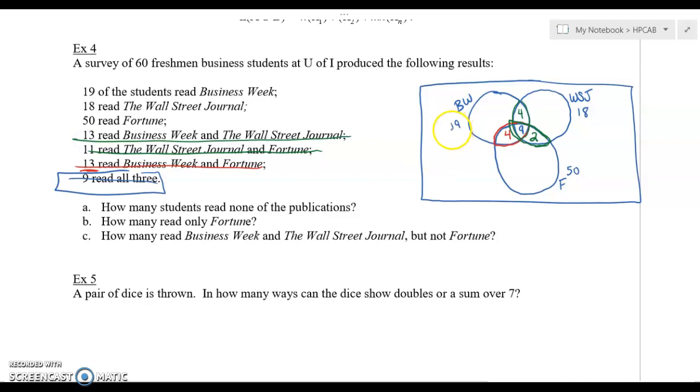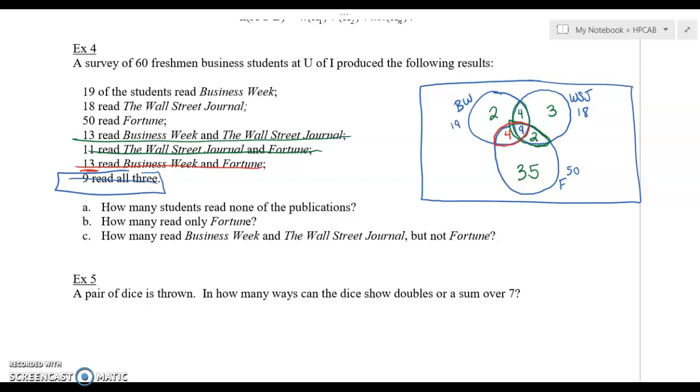We know that there's 19 that read Business Week. So if you add 4 plus 4 plus 9, you're going to get 17. Subtract that from 19, this is going to be 2. For Wall Street Journal, we know there's 18. You've got 9 plus 4, 13, 14, 15 total. So this is going to be 3. And then Fortune's the big one. We've got 13, 14, 15 so far for Fortune, which leaves 35 for the rest. And so now we've filled in our Venn diagram.